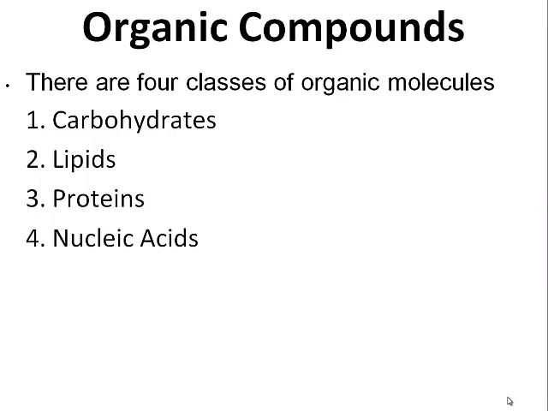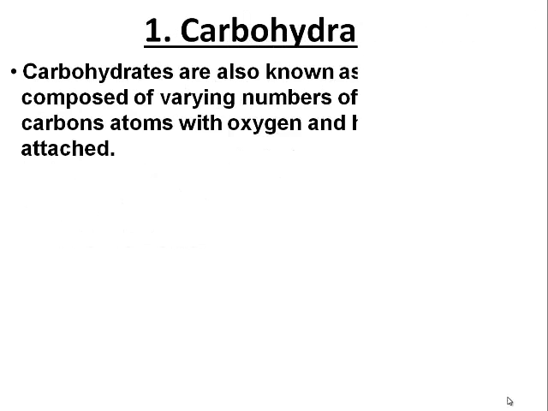So we have 4 different types of what we call organic compounds. Now, when I use the term organic molecule or compound and biological molecule, then I mean the same thing. Organic molecules are biological molecules. And there are 4 types. There are carbohydrates, lipids, proteins, and nucleic acids. Let's move on to carbohydrates.